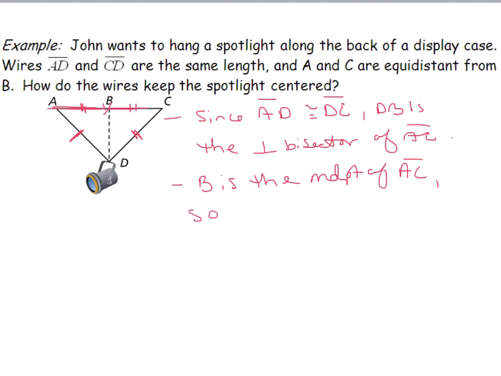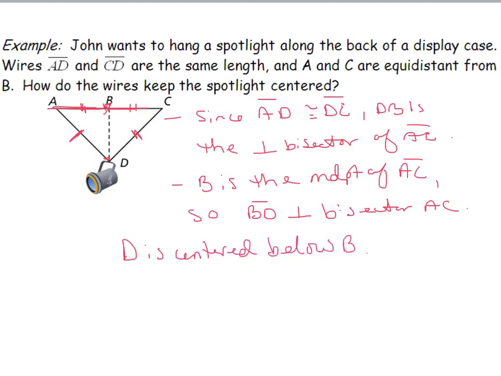So, BD is the perpendicular bisector of AC there as well, so both cases. So D has got to be centered below B. Okay, that means that both of these are in the same position. So D is centered below B. Okay? So, let's think about this. We know now that the wires keep it centered because the congruent sides make them perpendicular to each other. And if it's perpendicular, we're not moving anywhere. If they're centered, they're centered.